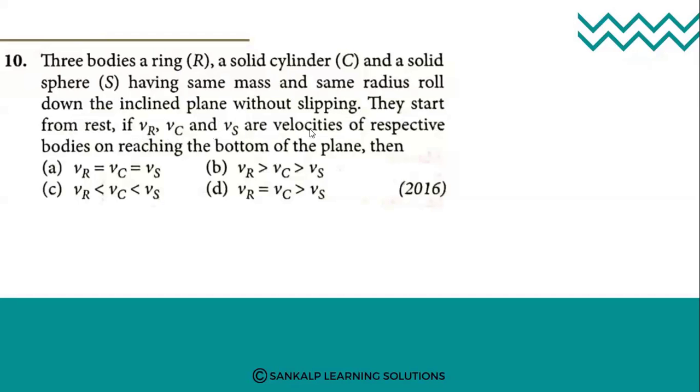If VR, VC and VS are velocities of the respective bodies, VR is the velocity of the ring, VC is the velocity of the solid cylinder, VS is the velocity of the solid sphere. Then see what they are asking here. On reaching the bottom of the plane, which velocity will be greater or equal, or whether it is less than the other one, that you need to understand. Three bodies roll down the inclined plane simultaneously, and you need to say what kind of relation their velocities will have. Yes, this also you can just guess it.